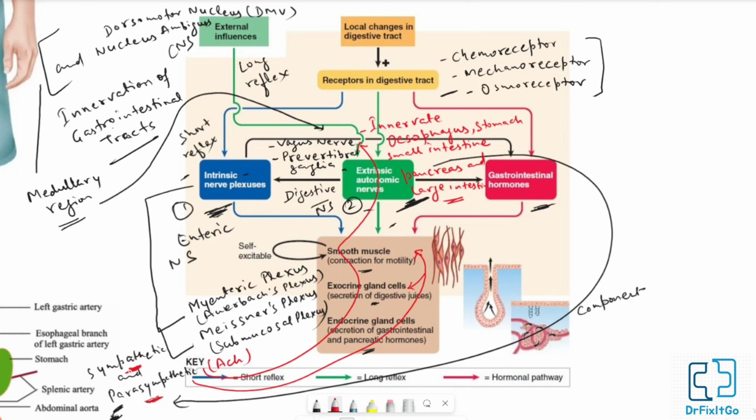Sympathetic nerve supply arises from T5 to L2 segments of the spinal cord. Sympathetic nerves are adrenergic and release epinephrine. Epinephrine hyperpolarizes the smooth muscle and relaxation occurs in the GI tract.